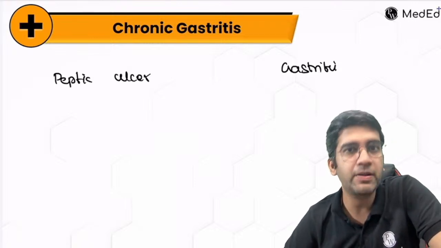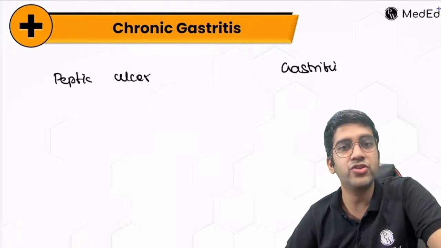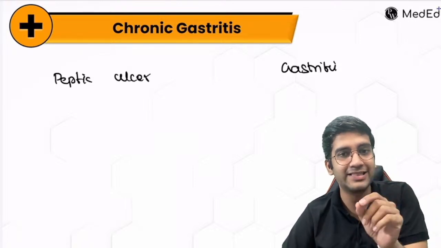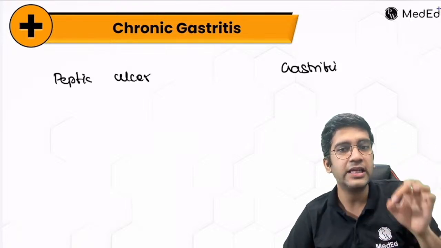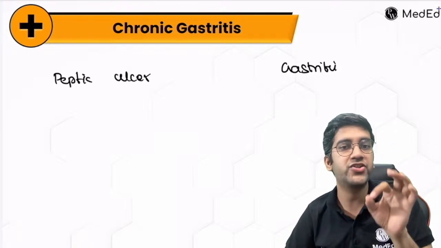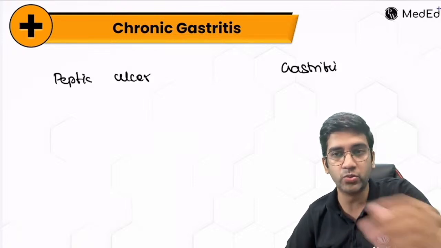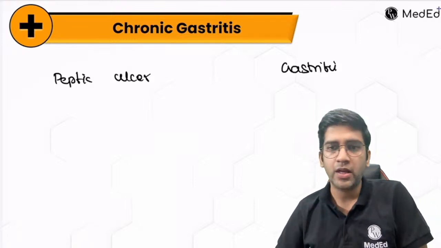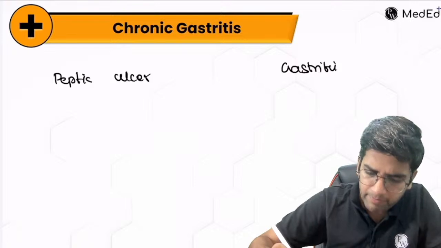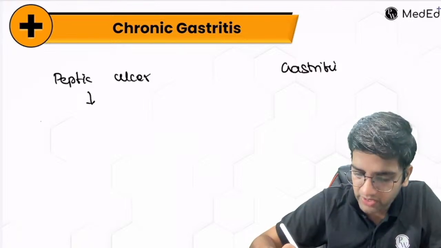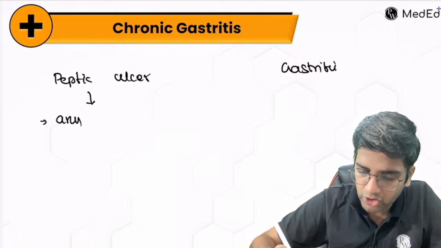If you have a question on peptic ulcer, it means recurrent ulcers in various parts of the GIT, and the major cause is acid and peptic juices, right? It's excess secretion of acid. That's what it is. The major thing here is it can be seen anywhere in the GIT, not just your stomach.